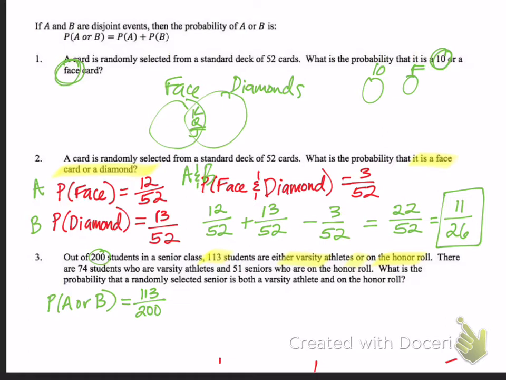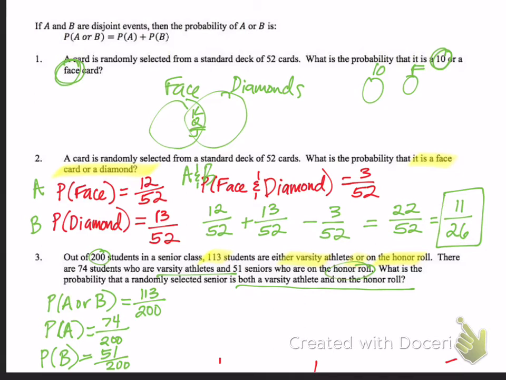There are 74 students who are varsity athletes and there are 51 seniors who are on the honor roll. So if we're calling athletes A, the probability of A would be 74 out of 200. And the probability of B, which we are going to call honor roll, is 51 out of 200. What is the probability that a randomly selected senior is both a varsity athlete and on the honor roll? I want to find where they intersect, where they're an athlete and they're on the honor roll. Would that be out of 200? Out of 200, because there's 200 students total.